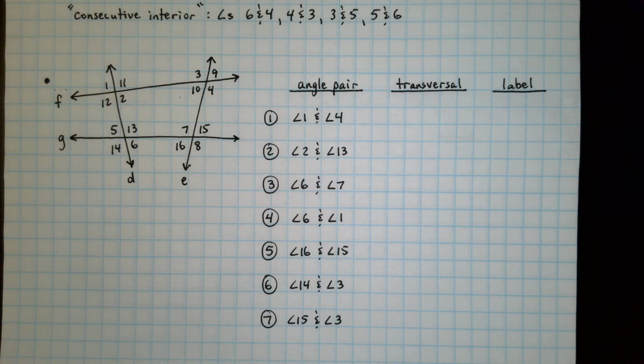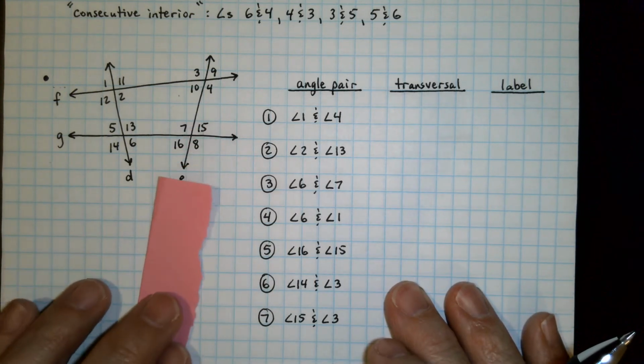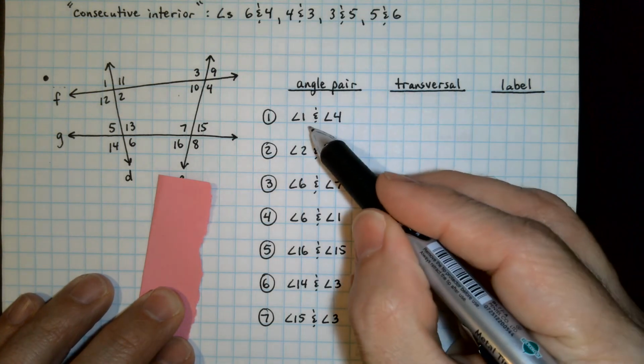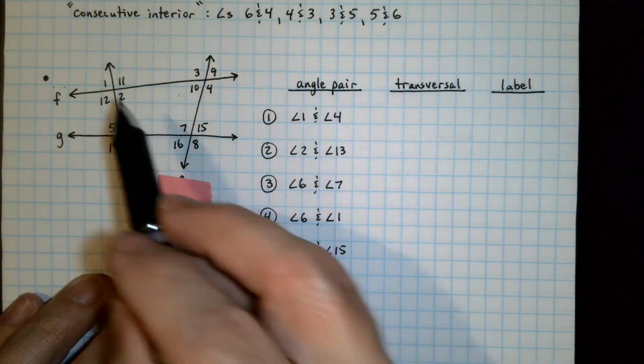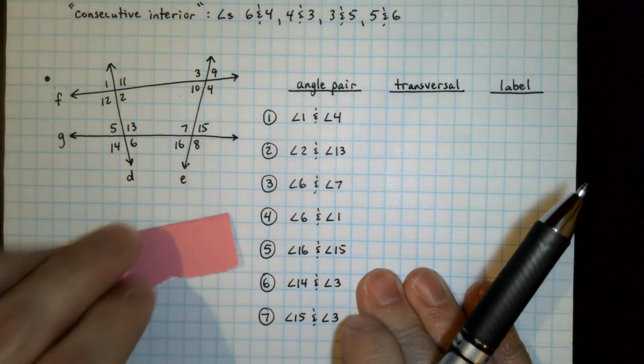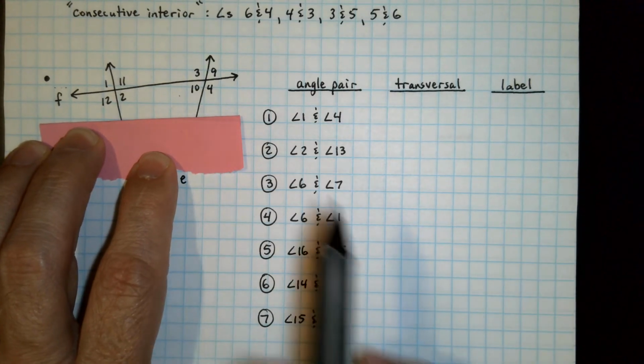So I wouldn't use anything fancy. I would just keep it really simple by using a piece of paper to cover up angle groups that aren't involved with the pair you're talking about. Starting with angle 1 and angle 4. Angle 1 is in this group. Angle 4 is in this group. So we don't actually use anything from these 2 groups. So you can just cover them up.